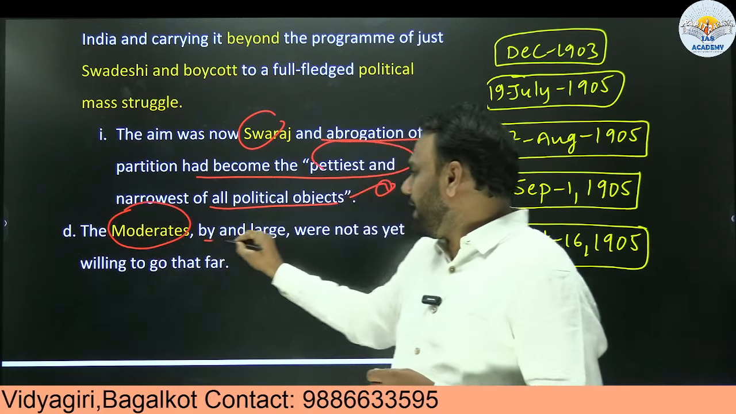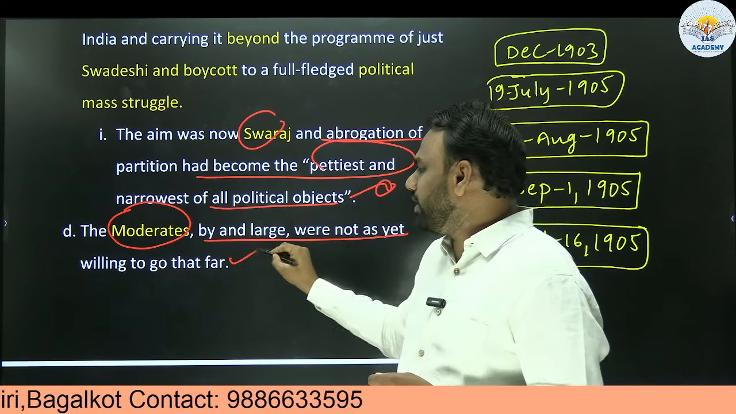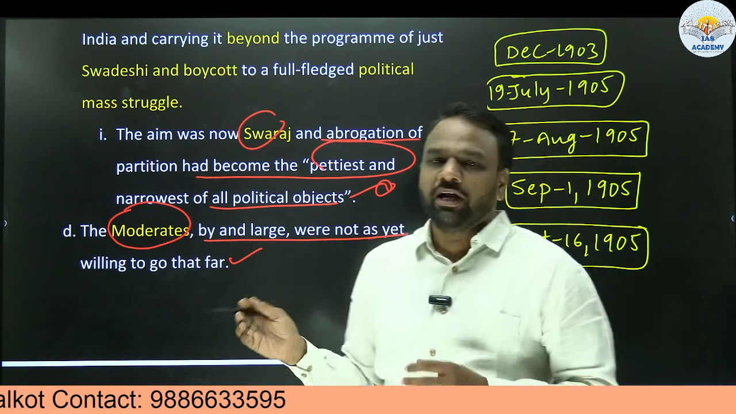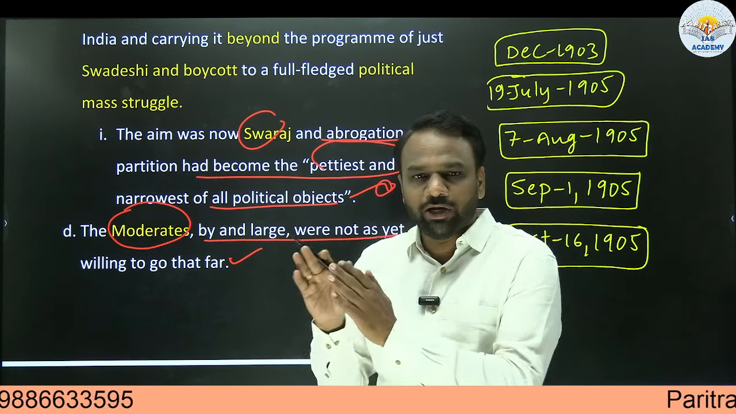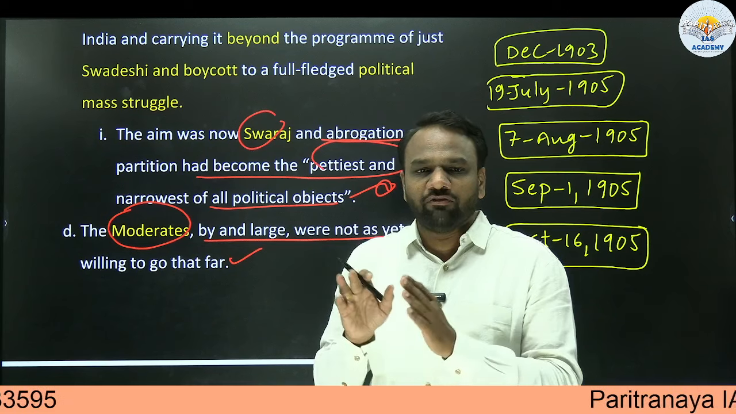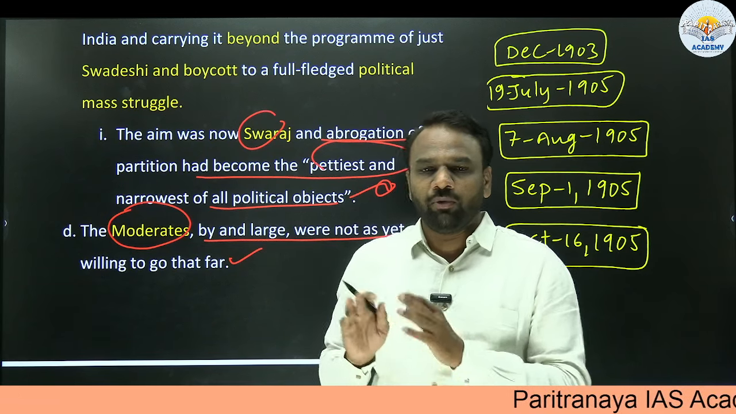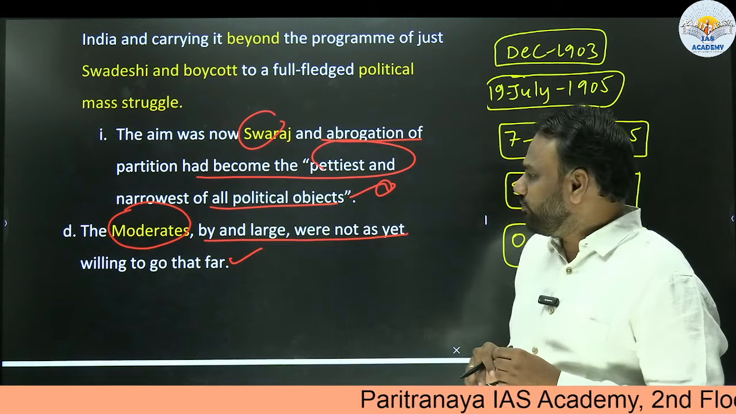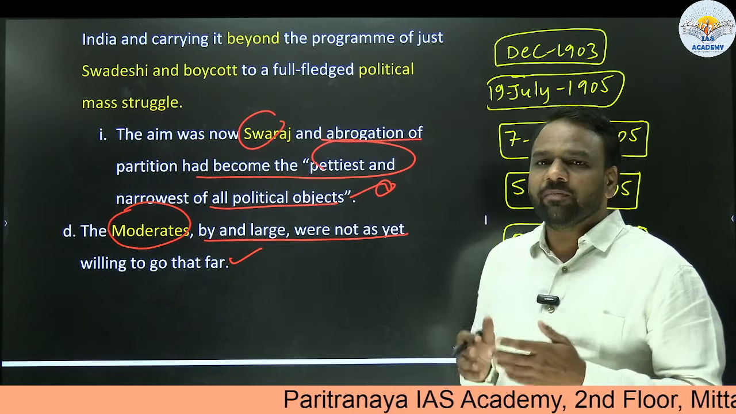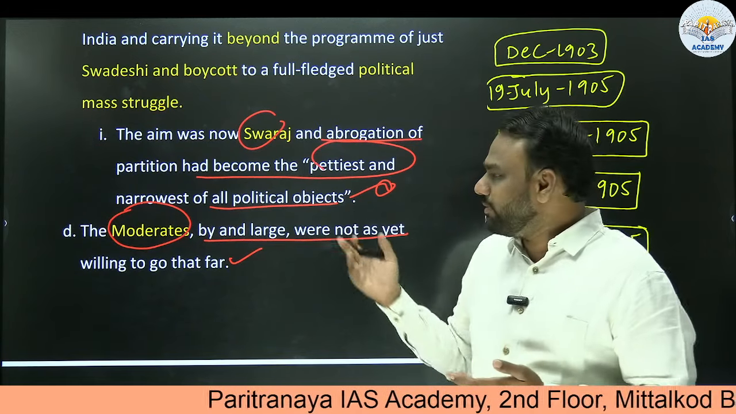But here, unlike extremists, moderates were by and large not yet ready, or not willing, to go that far. It means they wanted the Swadeshi movement to be confined only to the Bengal region, and only to boycott. They did not want to make it a full-fledged mass movement. That is why some differences arose between moderates and extremists.